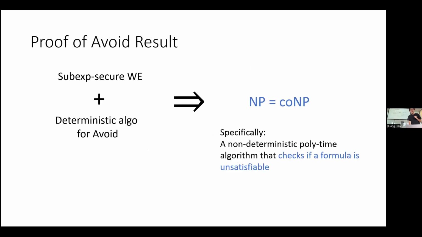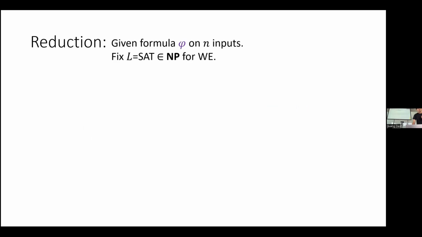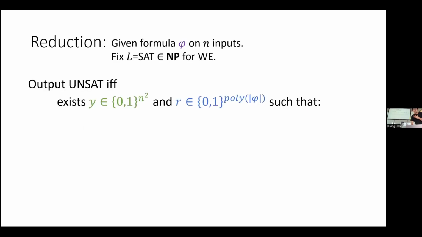So what we will prove is that if you have sub-exponentially secure witness encryption and you have a deterministic algorithm for Avoid, then you prove NP equals coNP. And specifically, we will find a polynomial-time non-deterministic algorithm that checks whether a string is unsatisfiable. Okay, here's the pen. We will just do the proof.